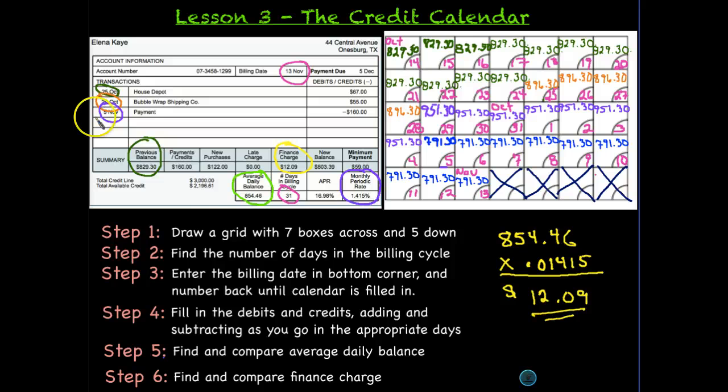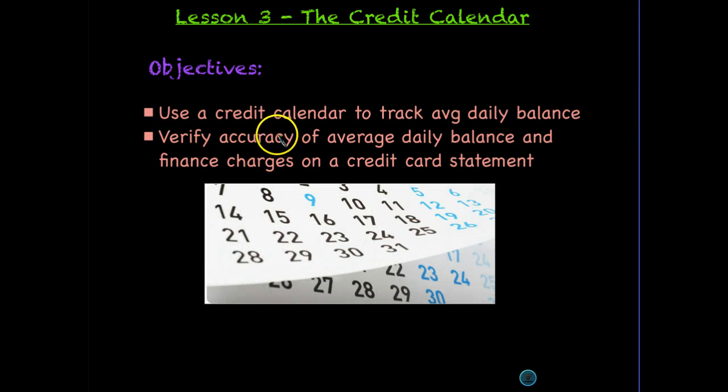That concludes our lesson on the credit calendar. It's just another way to help you track and find your average daily balance, as well as to verify that your credit card statement is calculating it correctly.